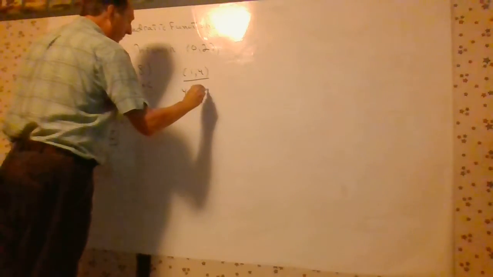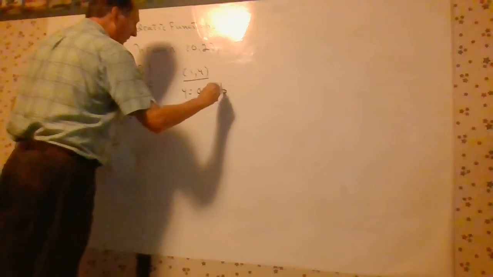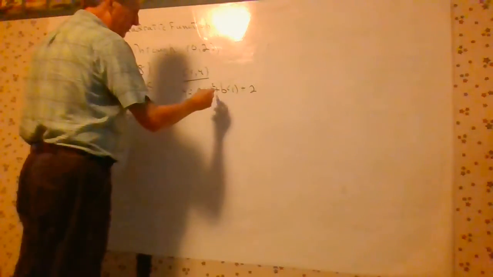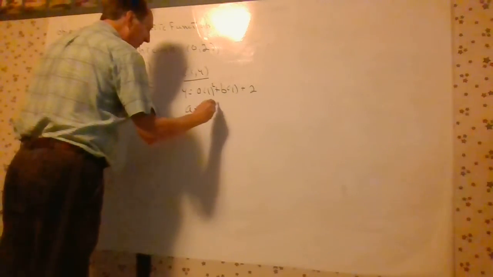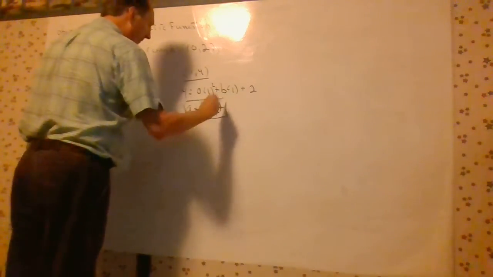Now, second of all, consider this point, 1, 4. If you substitute 4 for y, we get a times 1 squared plus b times 1 plus c. You can actually put 2 in right here as long as we have that. And subtract 2, these 1's go away. We really have a plus b equals 2.